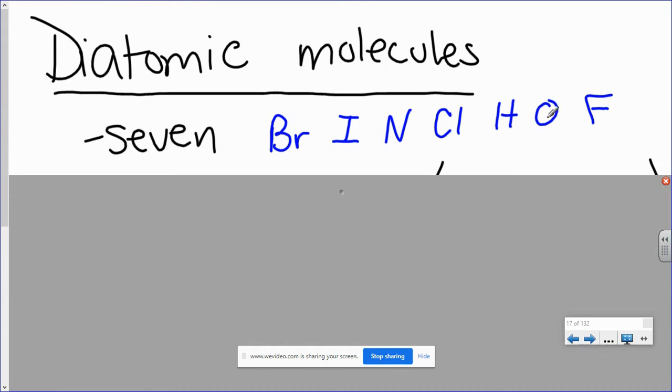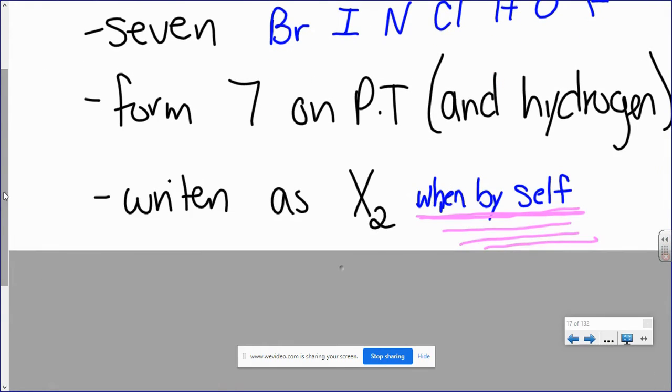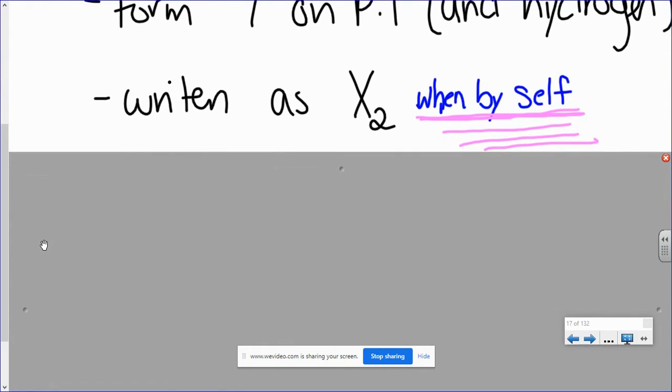Some people make up a sentence using those letters. However you do it, it will help. They also form a 7 on the periodic table, because if you look, nitrogen, oxygen, fluorine, chlorine, bromine, they form a 7 plus hydrogen over here. But it means that you will always write it as X subscript 2 whenever it is by itself. Because they have 5, 6, 7 valence electrons and they're trying to get to 8, they're always going to pair up with themselves to get to that noble gas notation.